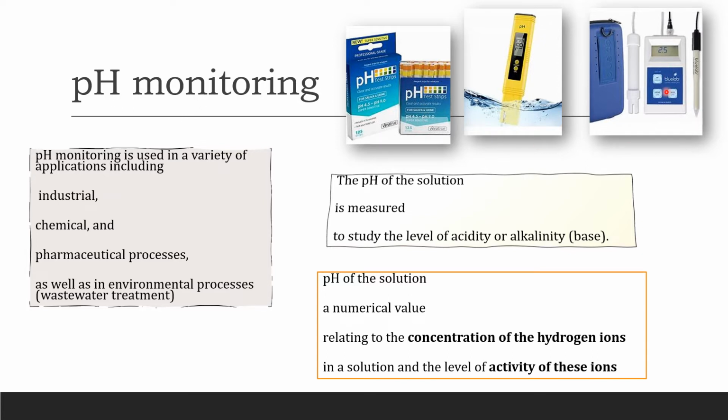You can also get from a sophisticated instrument studying pH. So that value is going to relate to the concentration of your hydrogen ions, not in the hydrogen molecule state, not H2, but at the stage of H+, so in a solution and the level of activity of these ions.